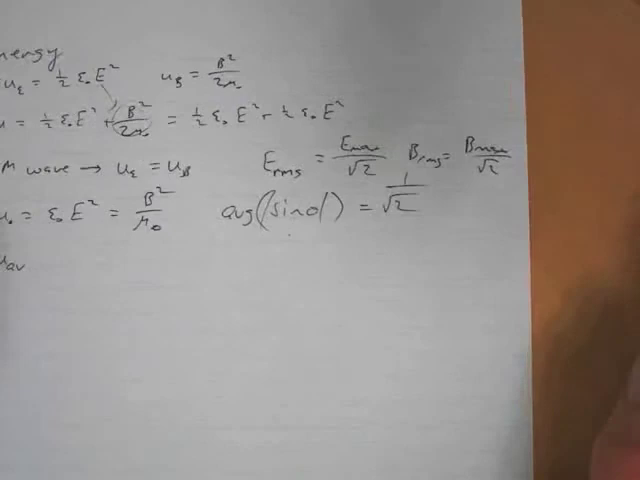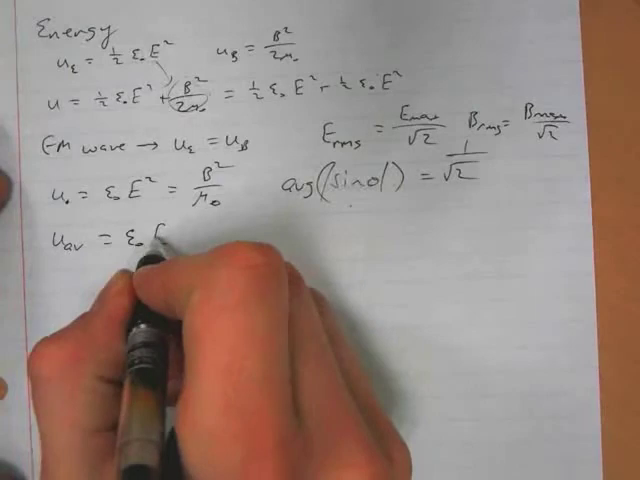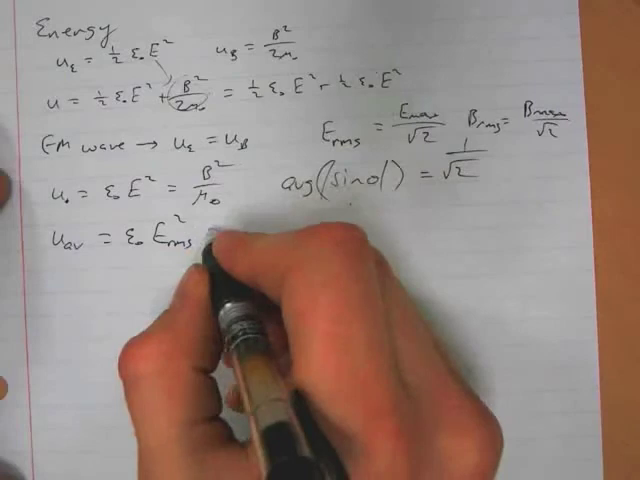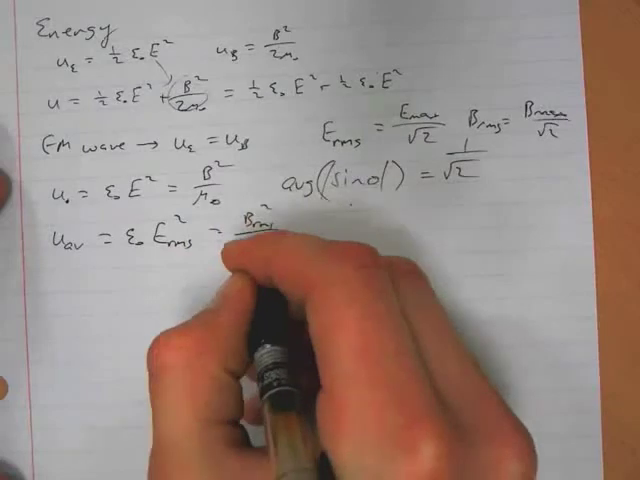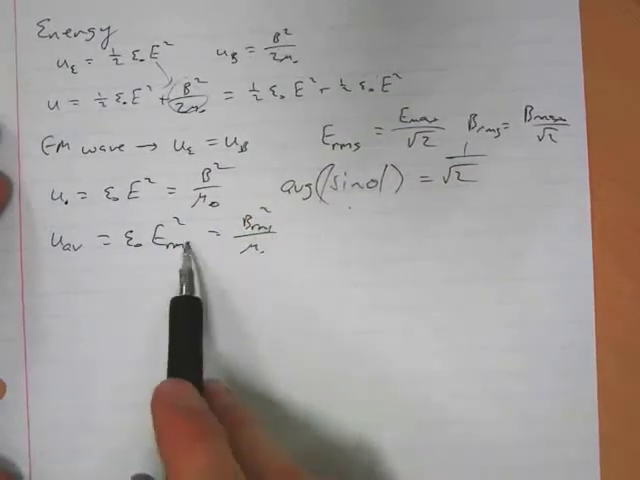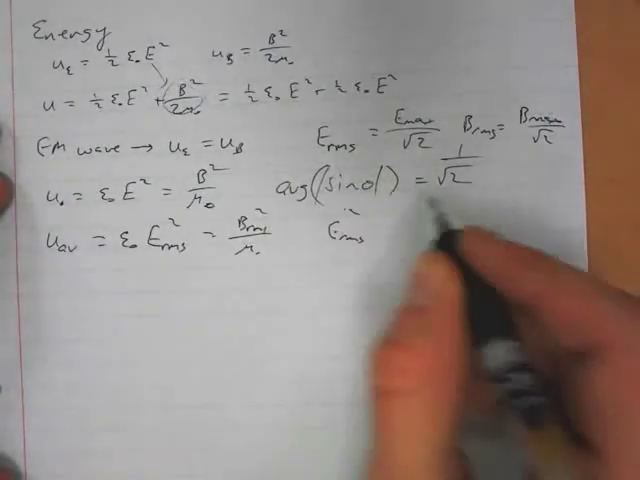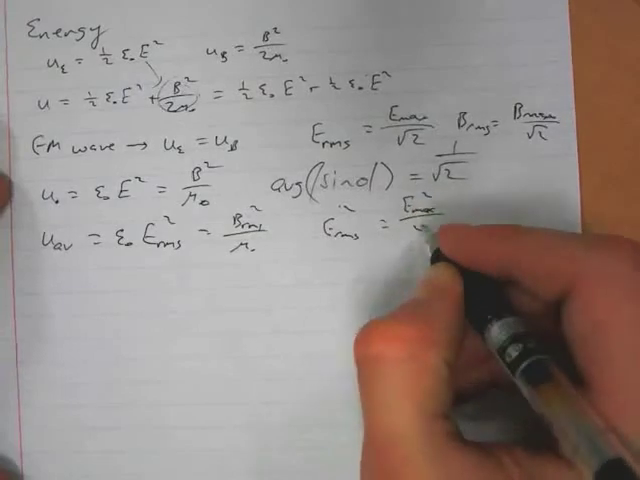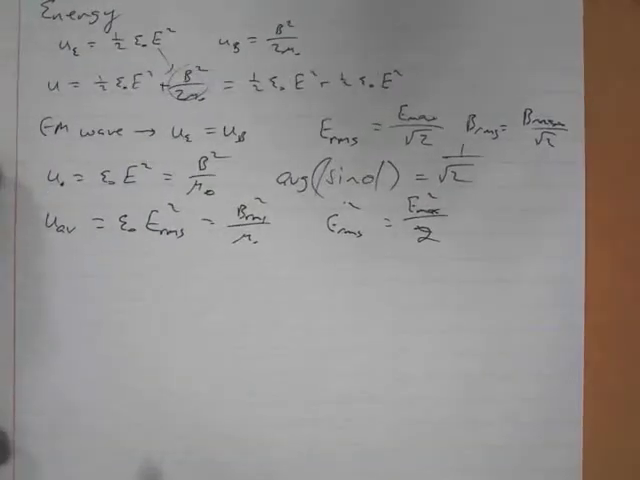So then the average energy density is equal to epsilon naught times the root mean squared value of the electric field squared, which is equal to the root mean squared value of the magnetic field squared over mu naught. And since it is squared, we can see that the root mean squared value squared is equal to the maximum value squared over 2. So there's a factor of 1/2 that shows up if we're relating it to the maximum value. And the same thing exists for the B field.